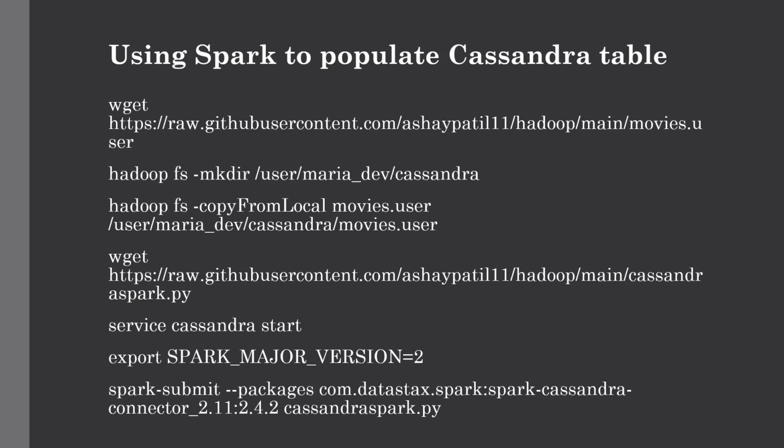So this lecture is all about populating our Cassandra table which we created in the earlier lecture. In that lecture we installed Cassandra on our HDP Sandbox, and we created a KEYSPACE, which is nothing but a database, and one table named user. So we will be using Spark to integrate with Cassandra. Using the Spark script, we will be loading our movies.user file into our Cassandra table.